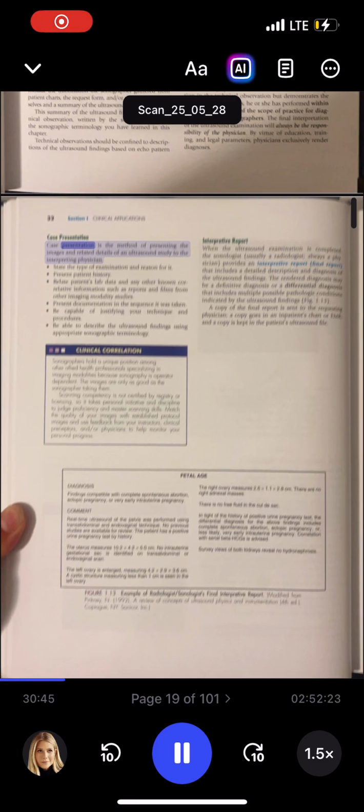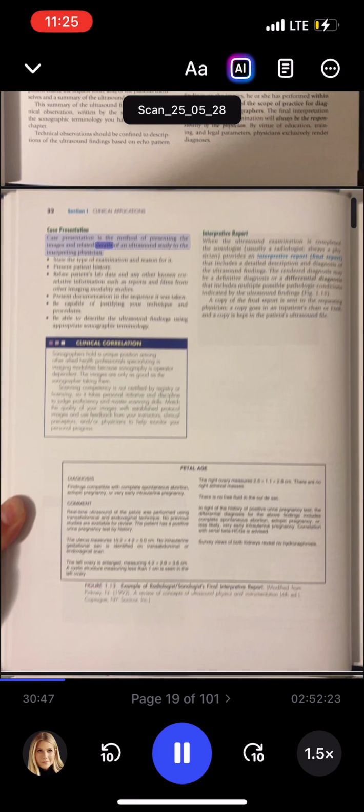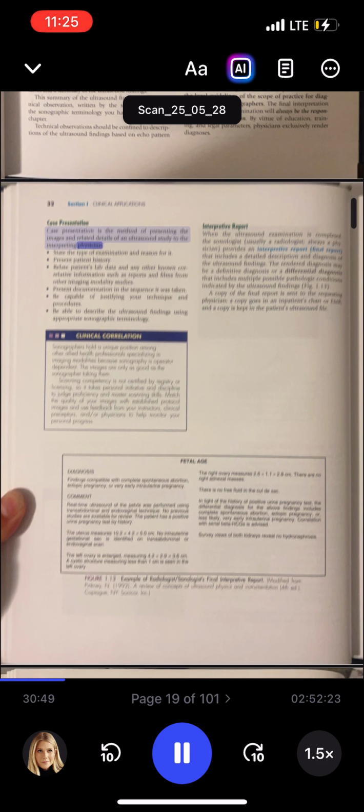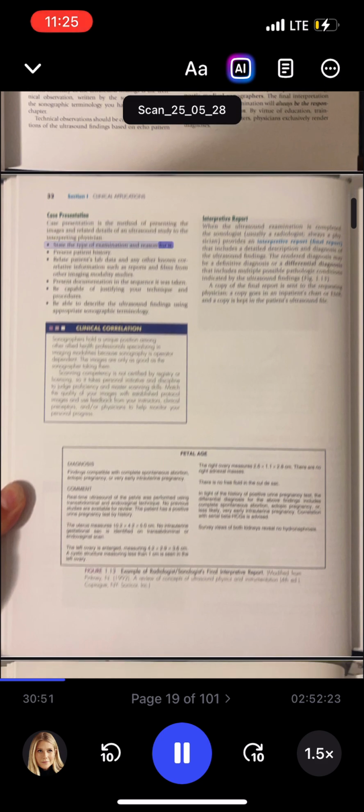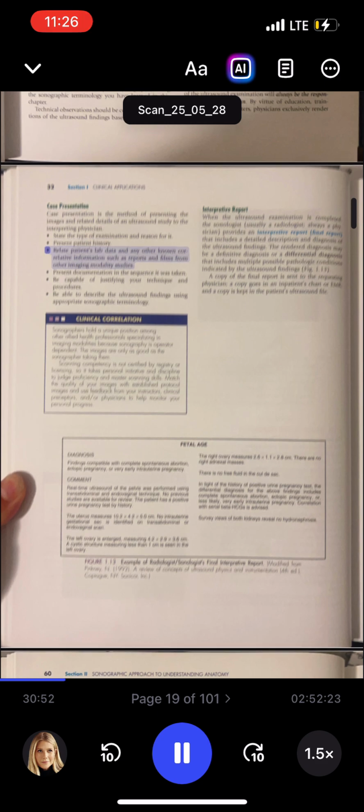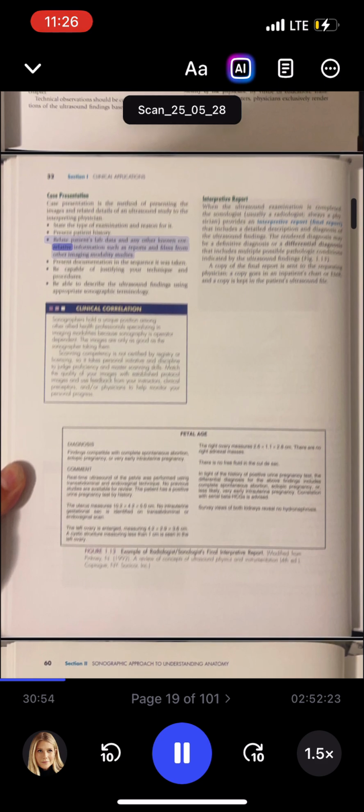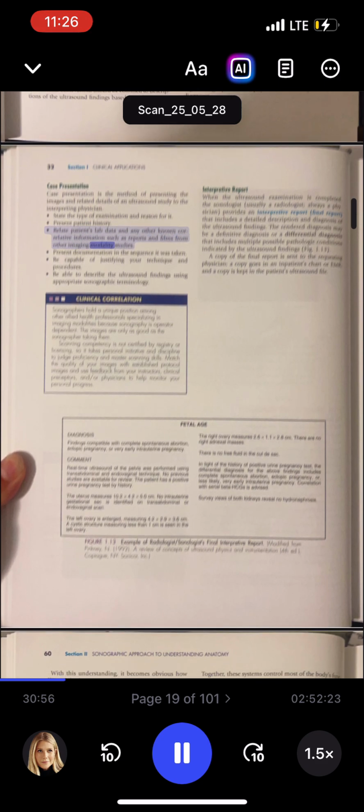Case presentation is the method of presenting the images and related details of an ultrasound study to the interpreting physician, and stating the type of examination and reason for it. Present patient history, and relate the patient's lab data and any other known relevant information, such as reports and films from other imaging modality studies.